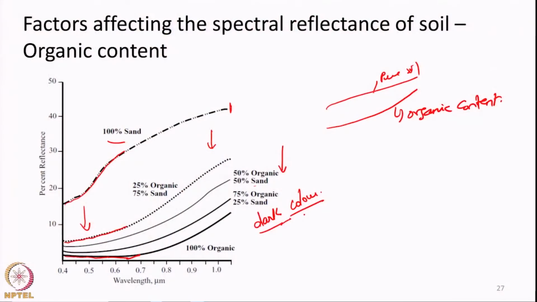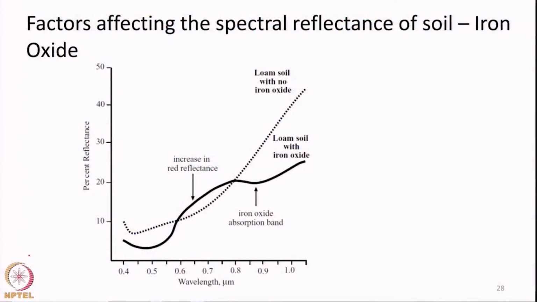The next important property we are going to see is the presence of iron oxide. Whenever iron oxide is present, it gives soil a characteristic red color. So soil rich in iron material will have a characteristic red color. That is what we are going to see in this slide. Say this is a loamy soil. Loam is another type of soil which is a mix of sand, silt and clay at different proportions, so it will have a mixed texture.